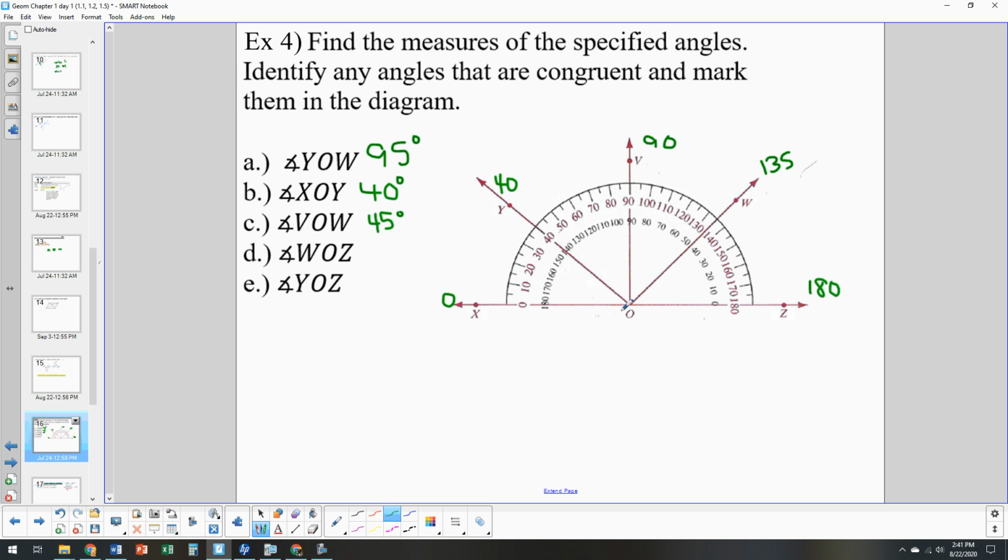WOZ, 135 and 180 is a difference of 45 degrees. And then YOZ, between 180 and 40 is 140 degrees. So what we found is we do have one pair of congruent angles, right? Both of these, parts C and D, are 45 degrees. So I'm going to mark VOW with one curve, and then WOZ is going to have a matching curve. And that's how I'm marking that they're congruent.